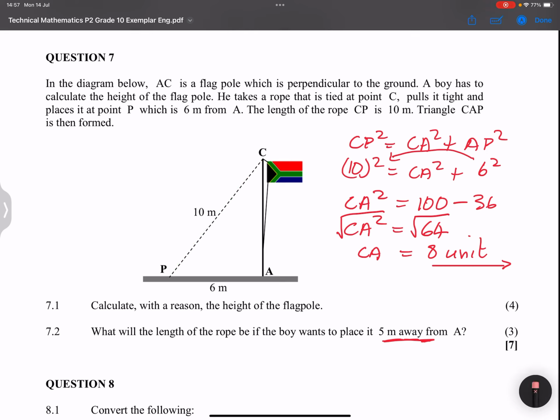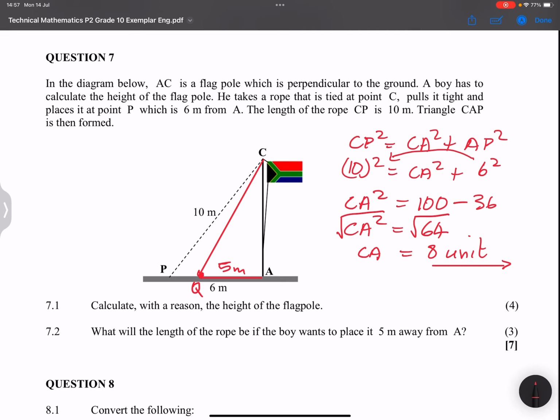So meaning the boy wants to place it, actually 5 meters should be less than 6 meters. So say he wants to put it over there. Now the distance from A till that point, let's call it point Q, will actually be 5 meters. So AQ is 5 meters, because remember AP was 6 meters.